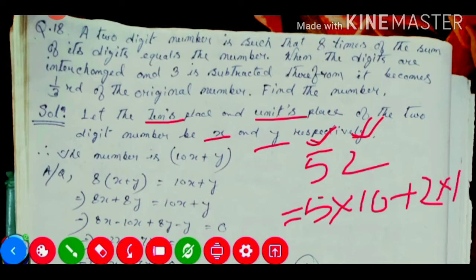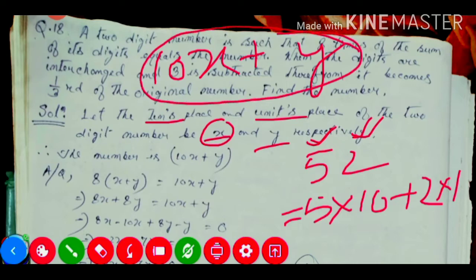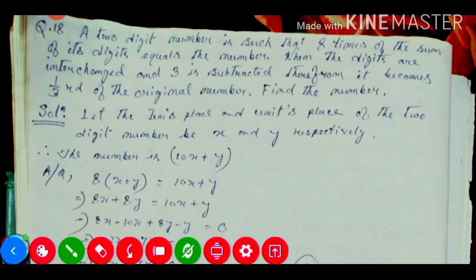So this number also will be like this. Here the tens place is x and the unit place is y. So if we expand this, it will be 10x plus y. So the number is 10x plus y.